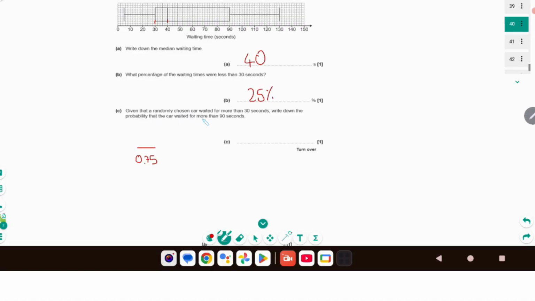Probability that the car waited for more than 90 seconds. Well, a quarter of them waited for more than 90 seconds. So a quarter is 0.25. 0.25 divided by 0.75 is your probability. 1/3.